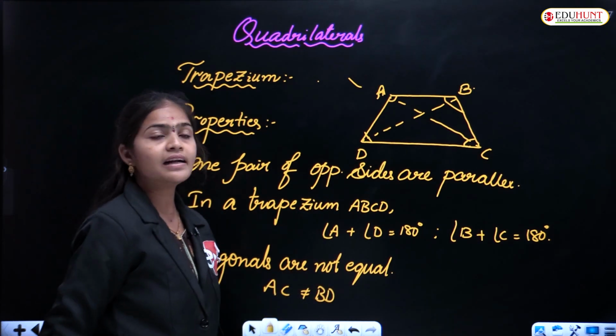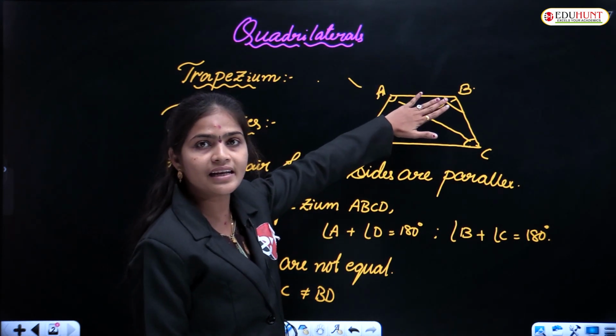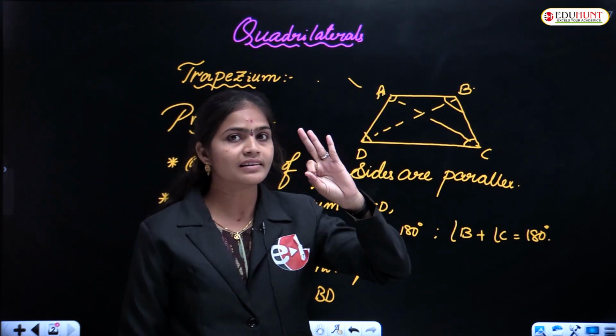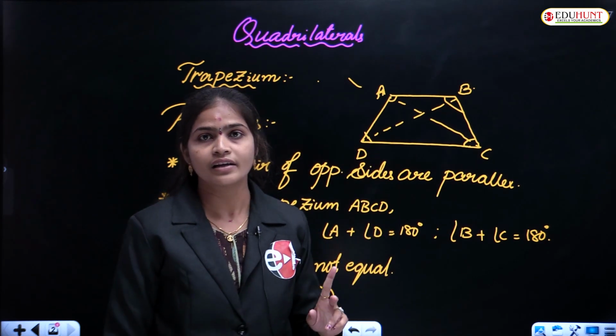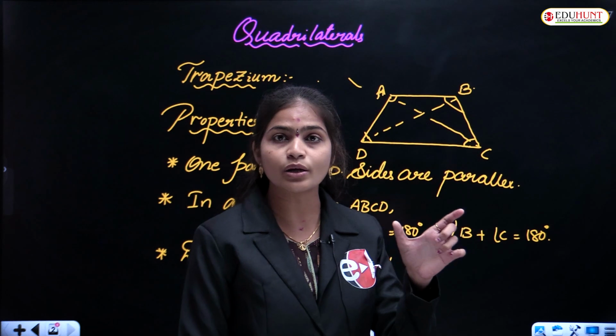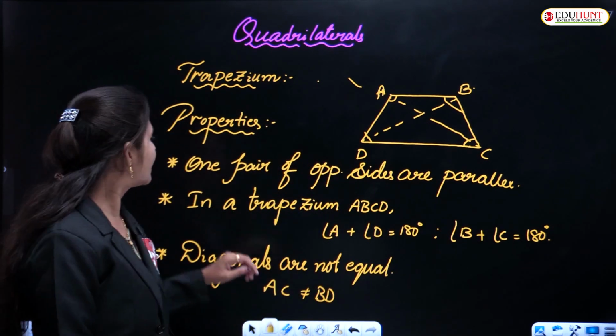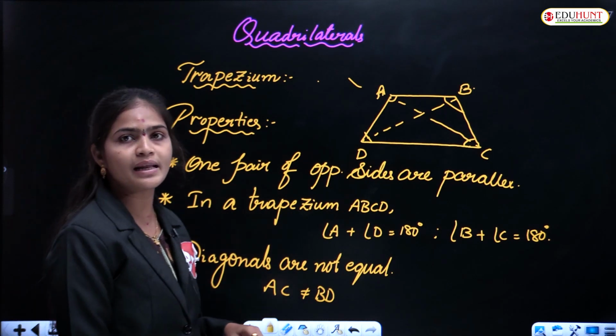Here we can say that these two diagonals divide the trapezium into how many triangles? Here we can observe four triangles. In a quadrilateral, two diagonals divide the whole quadrilateral into four triangles. So these three are the properties of a trapezium.